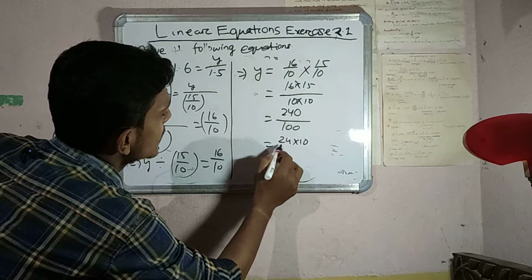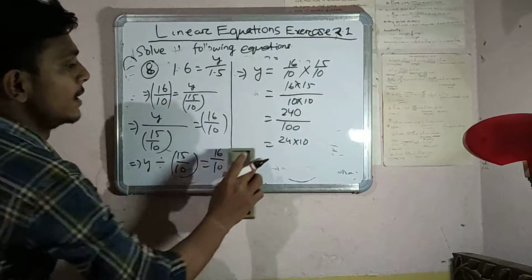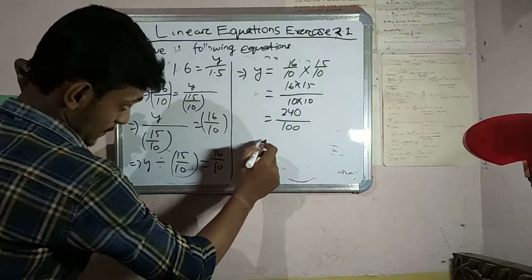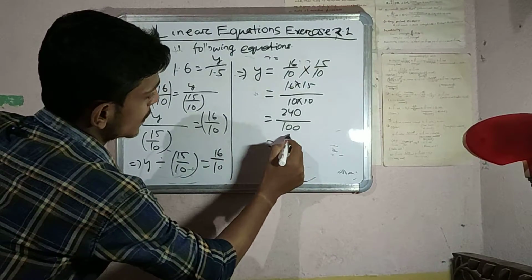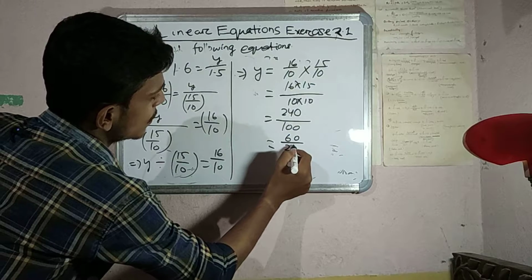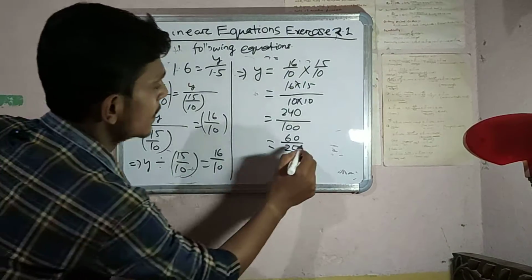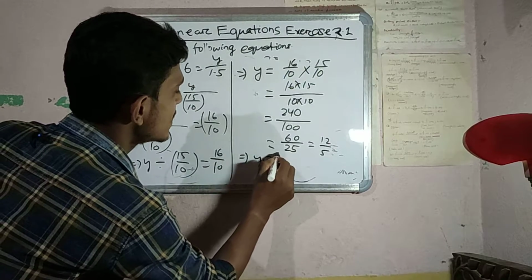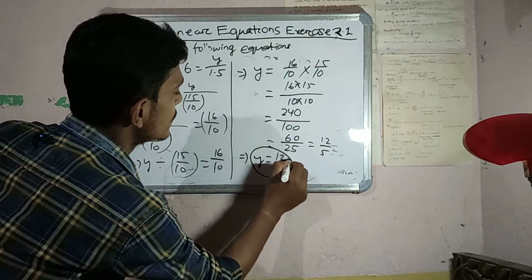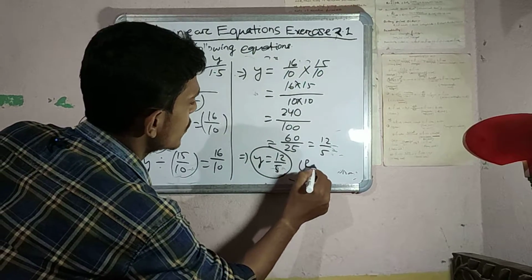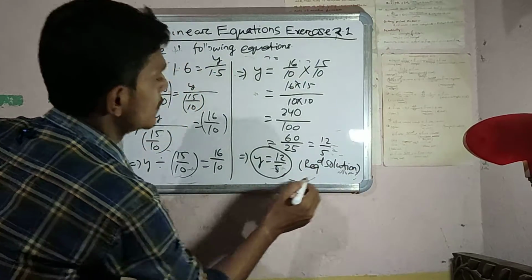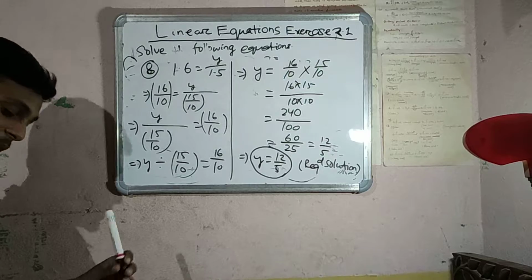So 240 upon 100 can be divided by 4, it can be simplified. 60 upon 25, then 12 upon 5. So the value of y is 12 upon 5. That is the required solution. See carefully, it's a very important problem.